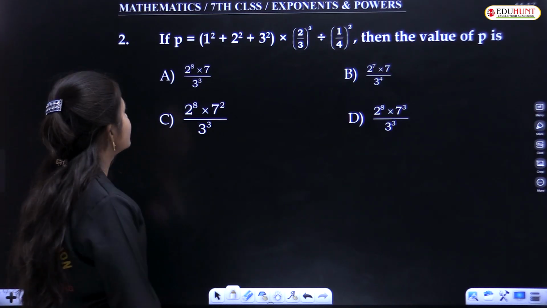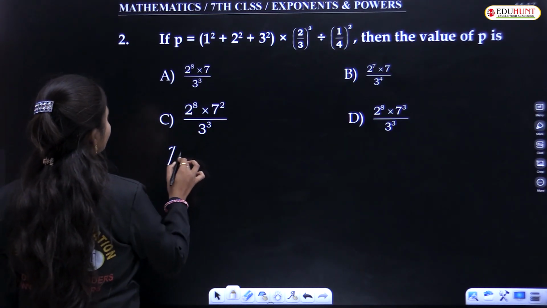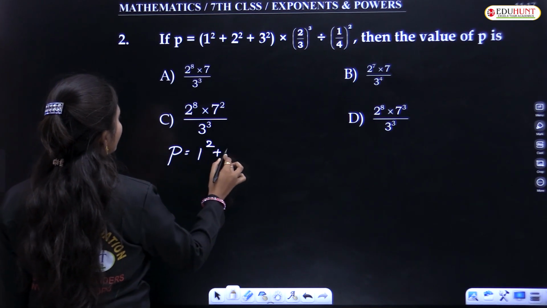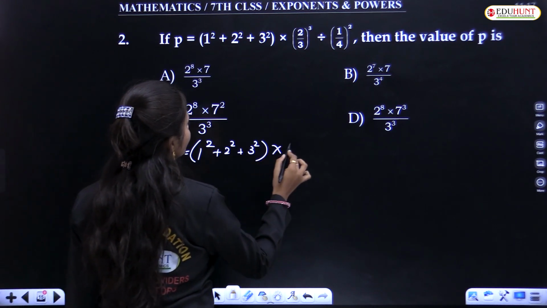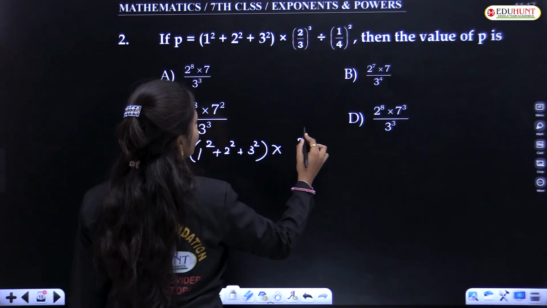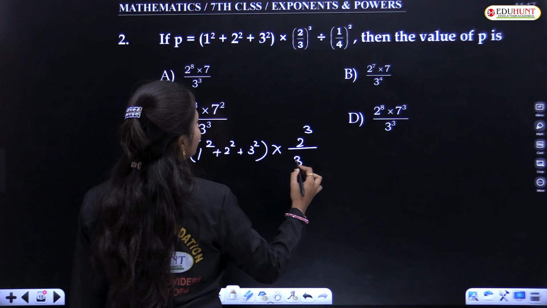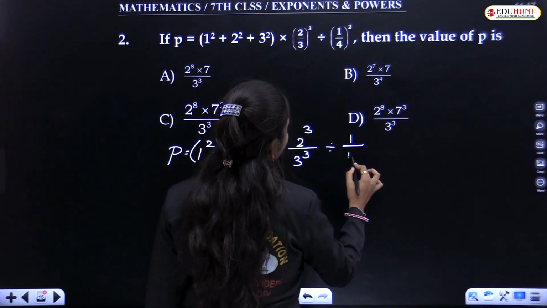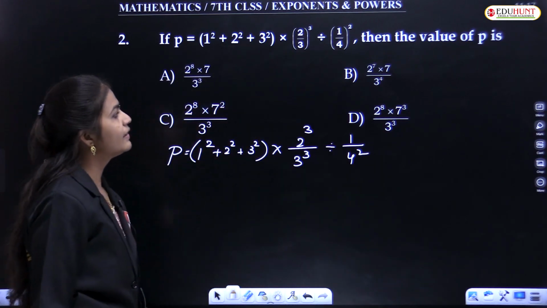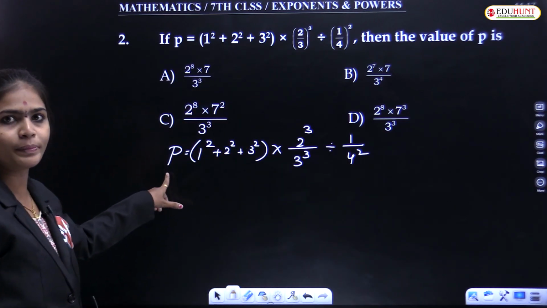So next, the second one is, if a p is equals to (1 square plus 2 square plus 3 square) into, here this one (2 by 3) whole cube, we can write it as 2 cube by 3 cube, divided by (1 by 4) whole square, which means (1 by 4) square. From this one we need to find the value of a p only, no?